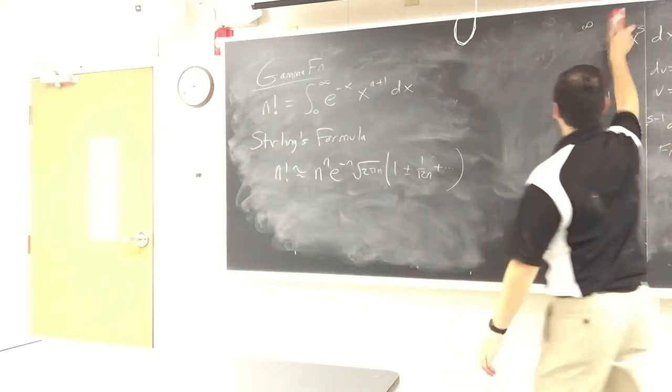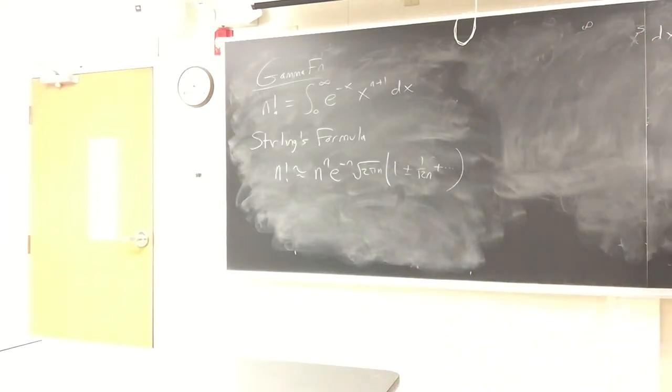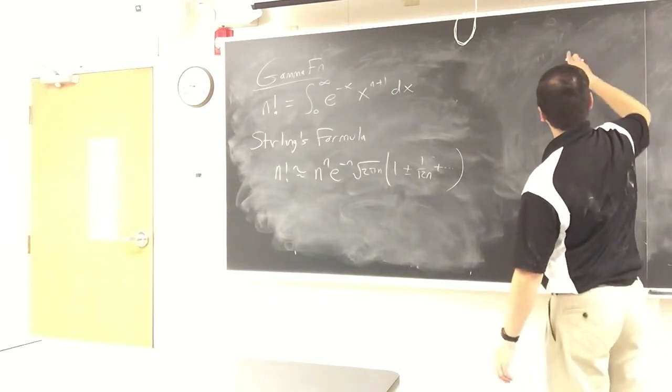So we've got 10 minutes. I want to talk a little bit about how we would estimate this and leave you with a problem for extra credit to see if you can push this argument and make it rigorous. So we have n factorial.